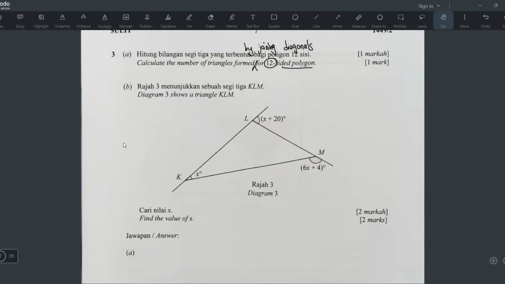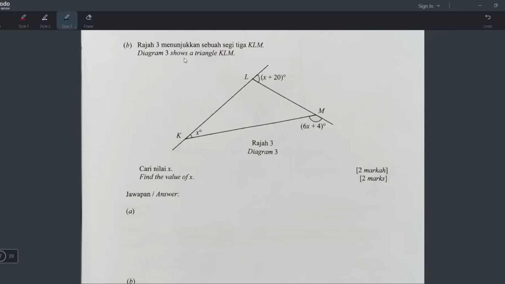Alright, that's it. Okay, B diagram 3 shows a triangle KLM. Okay, I can see it's a triangle. Okay, find the value of X. So I think it's referring to this X and also this X lah. Okay, we have very limited information. So let me think. All right, this is angle inside the triangle X, and then the angle inside here we actually don't know. The angle inside here also we don't know.